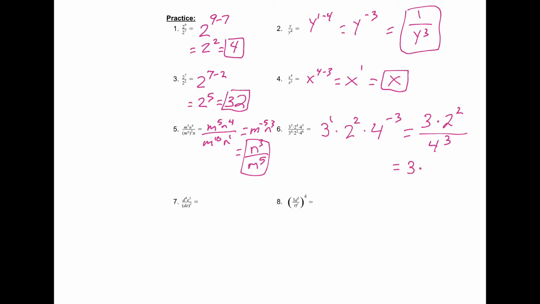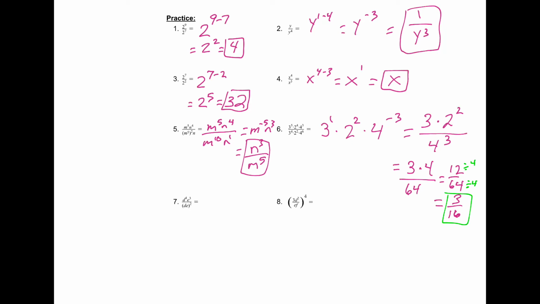So 3 times 4, 2 squared is 4. 4 cubed is going to be 64. So 12 over 64, which then we can reduce all the way down to 3 sixteenths. So 3 over 16. And just how I did that was I thought to myself, okay, divide by 4, divide by 4. 12 divided by 4 is 3, 64 divided by 4 is 16. So that is my final answer.